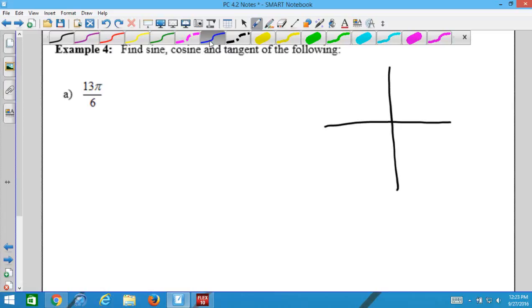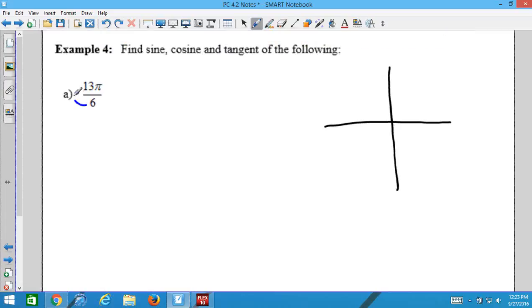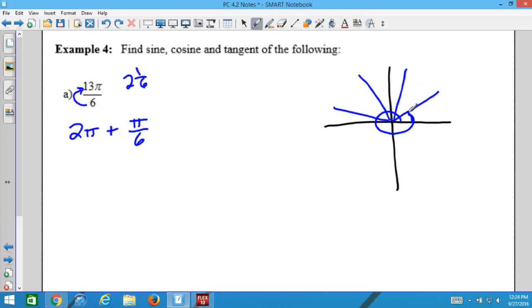I'm not going to divide this by 6s because there's so many of them. I'm going to think, 6 goes into 13 how many times? 2. So that would be a full 2 pi plus another leftover pi over 6. 6 goes into 13 like 2 and 1/6 times. That would be 1 full revolution plus another pi over 6. So I'm going to go all the way around once and then do another pi over 6. I can divide the top by 6s if I still need to, but that's where I'm going to end up.